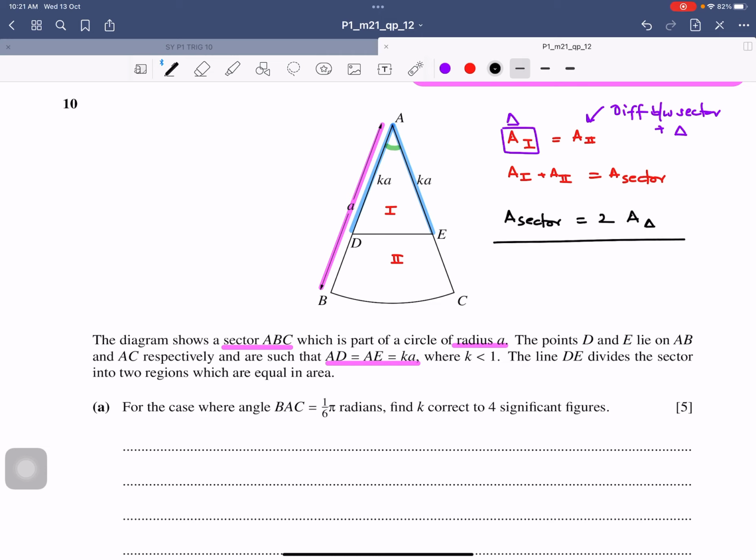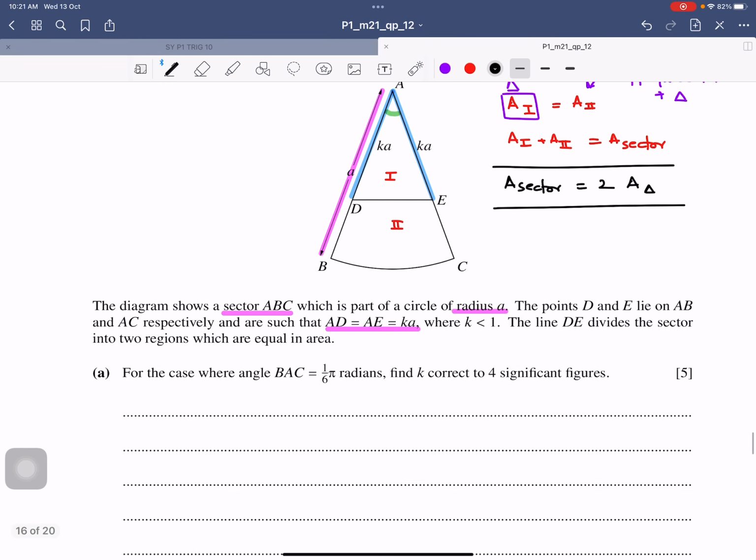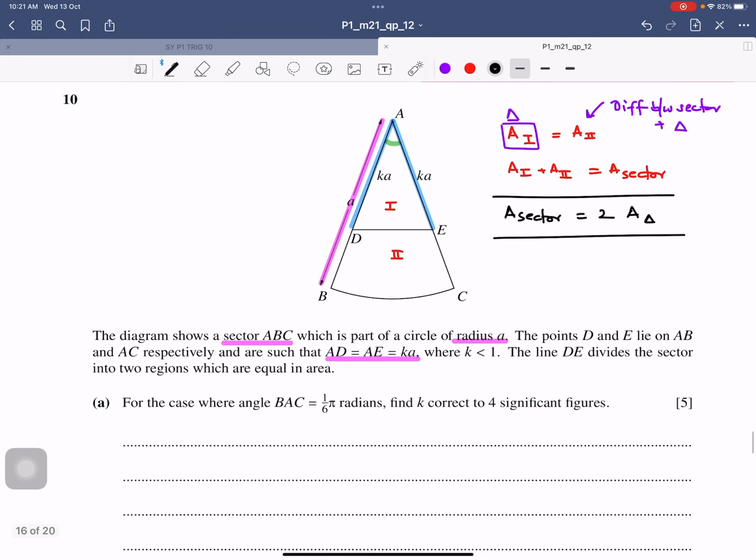In this scenario, according to this approach, I don't have to subtract anything. Otherwise, I would have calculated area of sector and then subtracted area of triangle and then equated it to area of the segment and then equated it to area of triangle. So I personally find this the easier approach. Now it says, in the case where angle BAC is pi by 6 radians, find K correct to 4 significant figures.